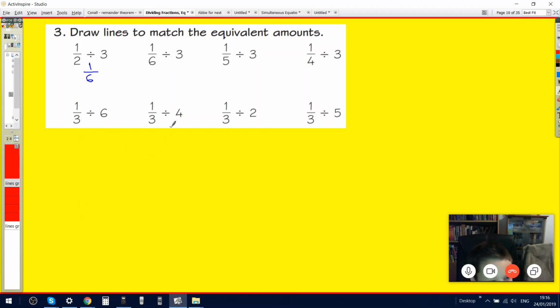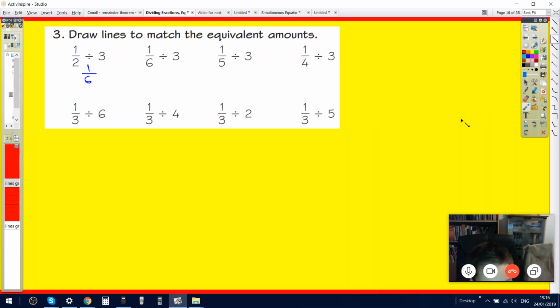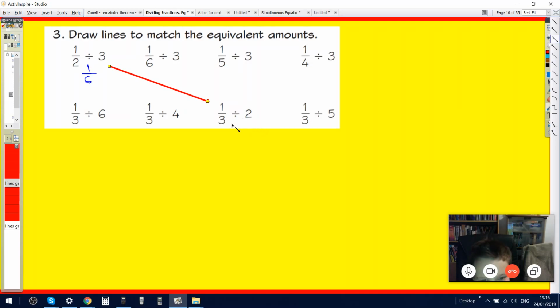Any idea which one will give us 1/6 here? Let's see. I think 1/3 divided by 2. Yeah, because it would be 3 times 2 on the bottom after you flip it. Okay, so 1/2 divided by 3, 1/3 divided by 2. So can you use that to find any other matches?